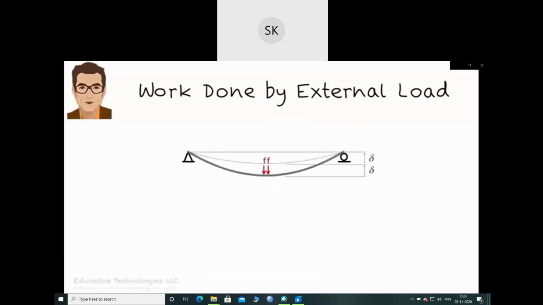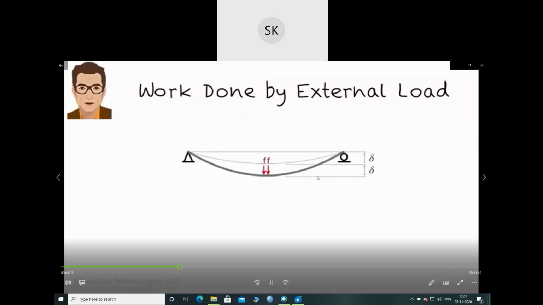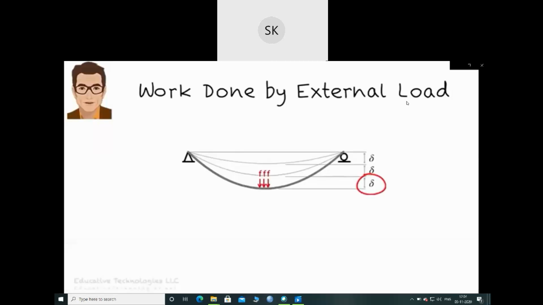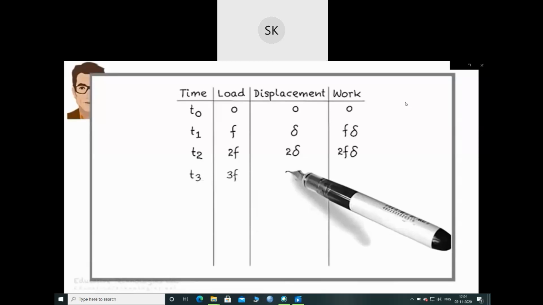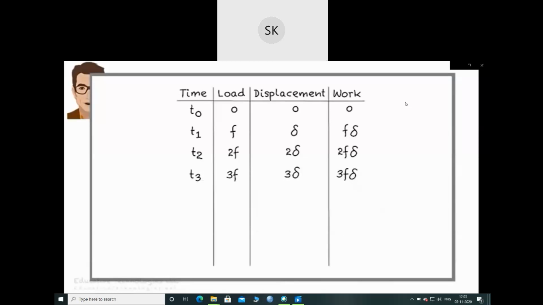Now, we are here at the third step. We need to add another F to the beam. This causes the beam to displace an additional delta. So, what is the incremental work done at t3? The incremental displacement is delta, and 3 F's travel through it. So, the work increment at this step is 3F delta. Here's the data in tabular form. Hopefully, you can see the emerging pattern.